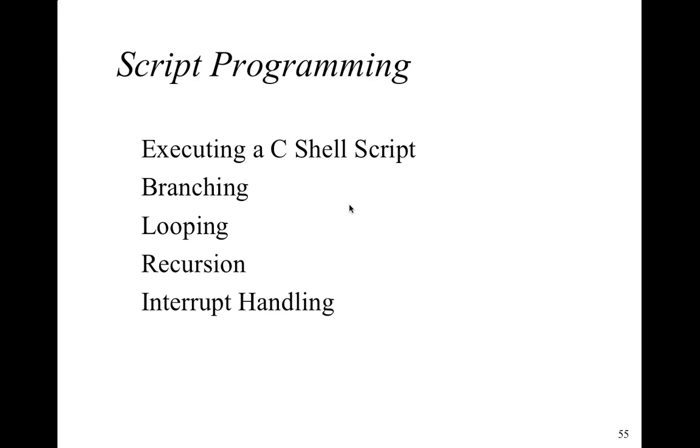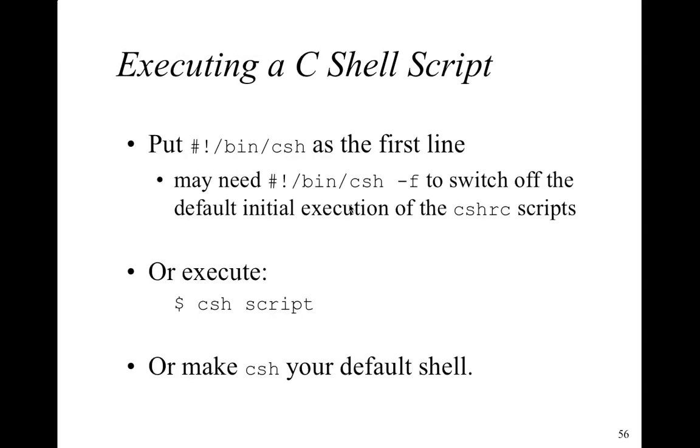So we're going to look at executing a C shell script, which we've looked at writing them and the components of them, but we haven't actually looked at executing them, branching, looping, recursion, and interrupt handling, because you guys are all programmers, you're all computer science students. I don't really have to get into the concept of recursion, hopefully. Function that calls a function. Looping or branching, you guys should be familiar, especially with some of these things.